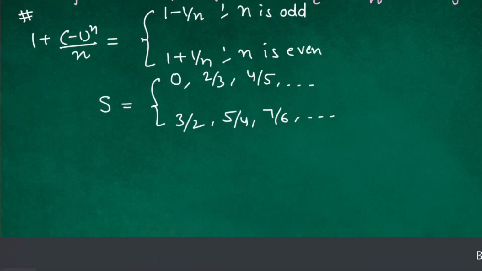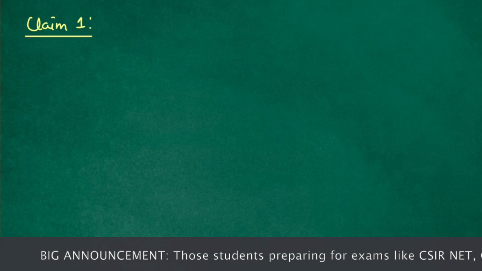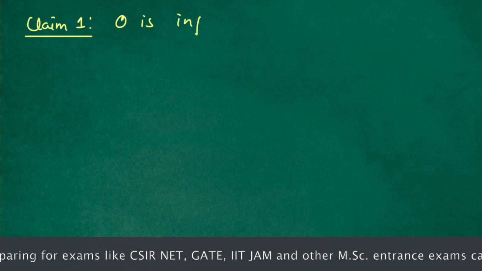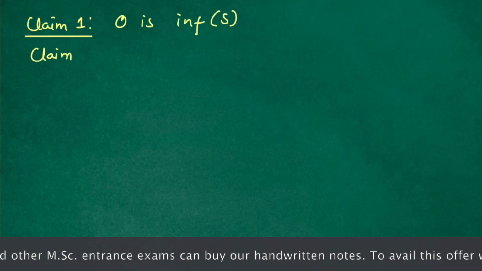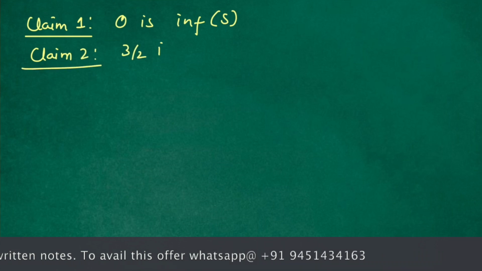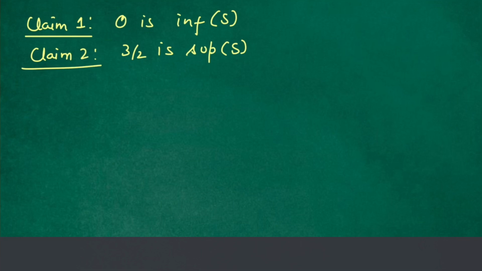So I am going to make a claim. Claim 1: 0 is the infimum of S, and claim 2: 3 over 2 is the supremum of S. Now we have to prove these two claims. We will prove these two claims in two steps each.